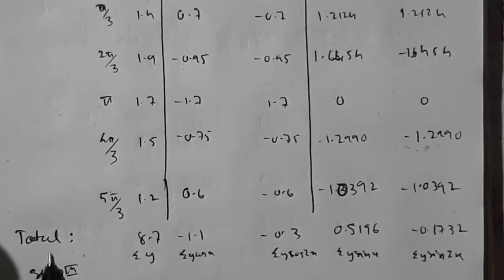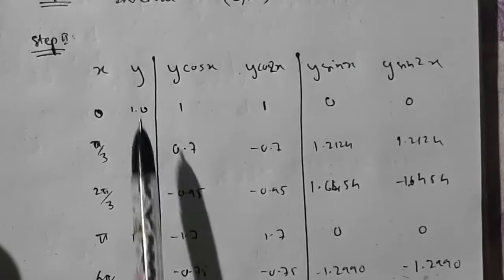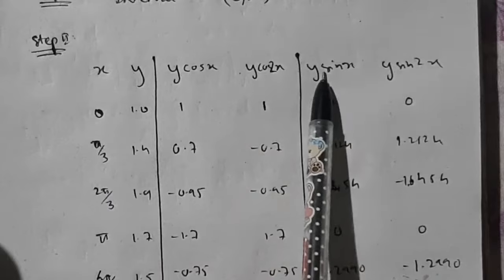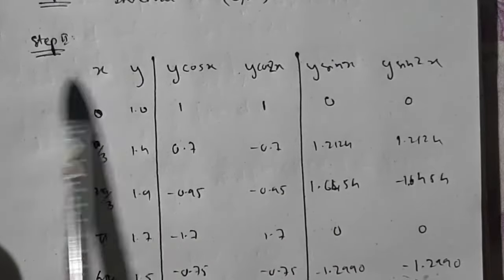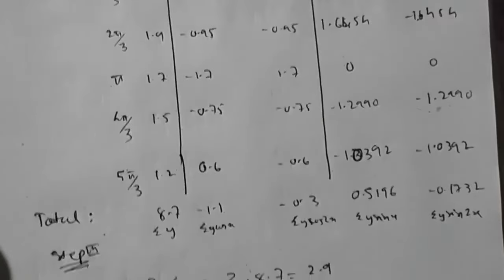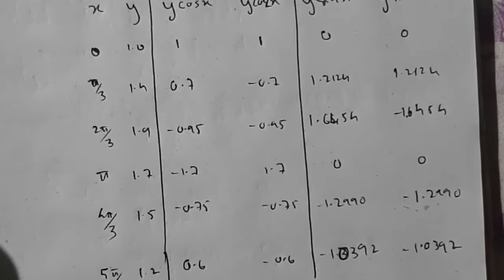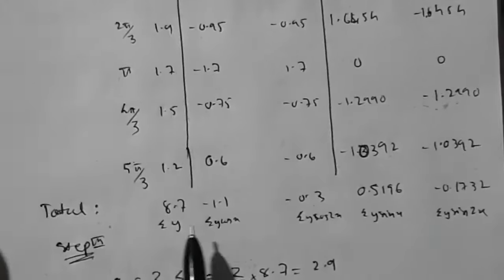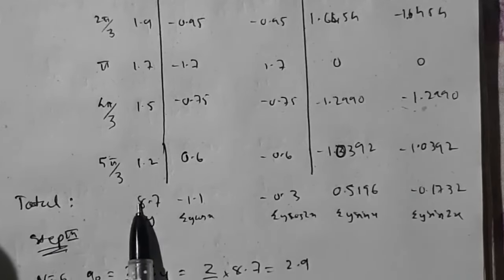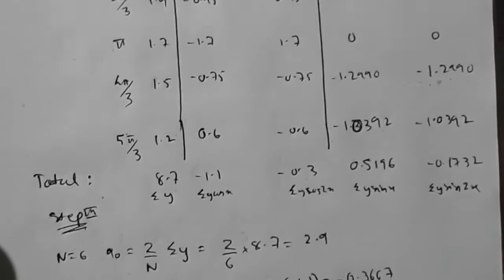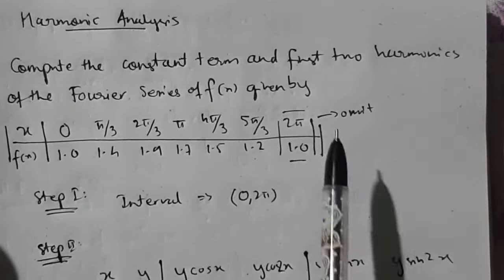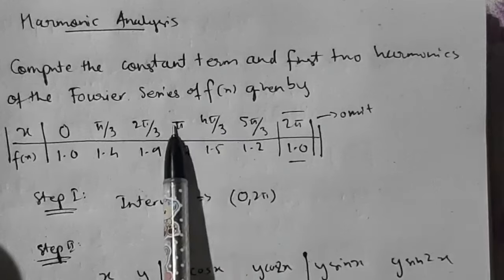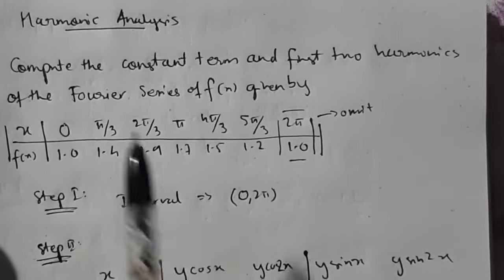Then you have to find the total for y, y cos x, y cos 2x, y sin x, y sin 2x. Okay, no need to calculate for x total. Except x, you have to calculate for all. When you find the total, just add these values in the columns which you got. So you'll have 5 values here. Then what's the step 3? N is equal to 6. What is n? You just calculate after omitting how many values are left. 1, 2, 3, 4, 5, 6. All right, 6 values are left, right?